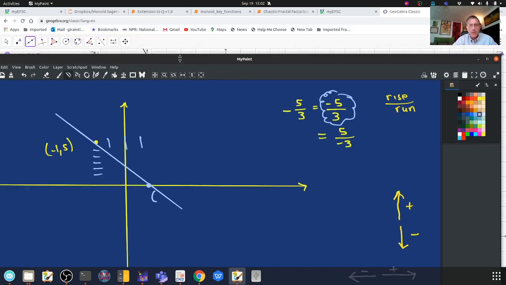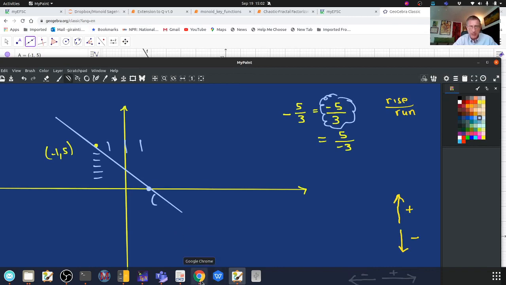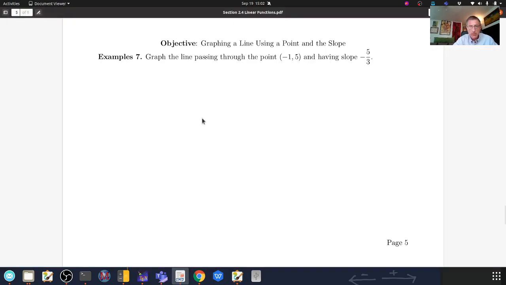However, there's another way, and I like this way better. I'm going to teach you yet one more way. If you're good with this way, you can skip. If you're curious, you can stay. We're given a point.